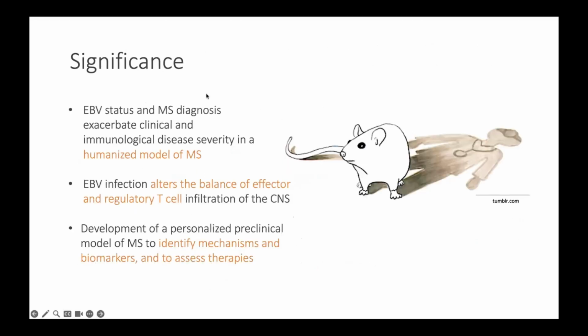And so that's where we're at now for this model. We have some interesting stuff coming down the pike, but as far as significance of what we've seen so far, we've shown that EBV status and MS diagnosis, both independently and together, exacerbate the clinical and immunological disease severity that we see in a humanized mouse model of MS, and that EBV appears to do so not through direct infection of these tissues or reactivation, but through altering the balance of effector and regulatory T cells that actually infiltrate the CNS once an autoimmune challenge has been administered.